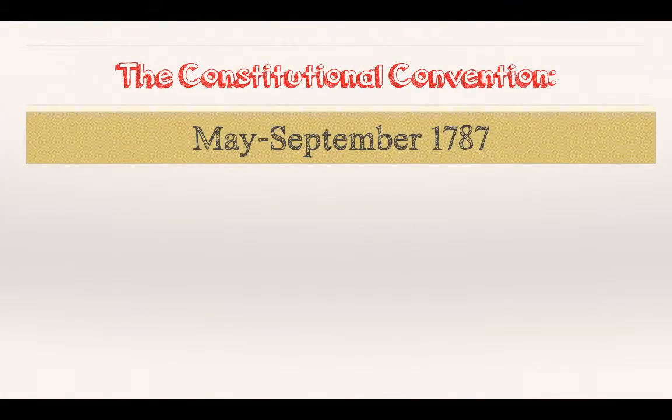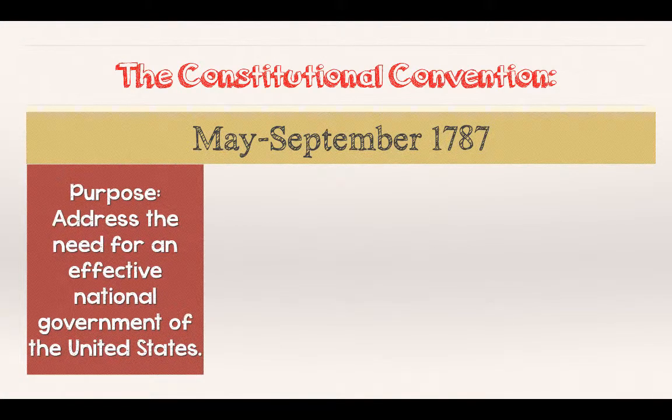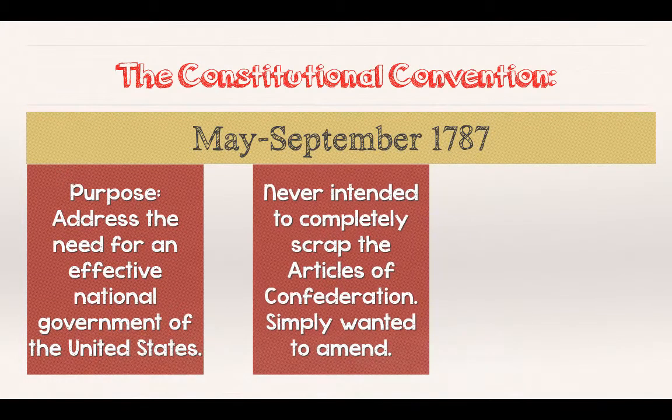From May 1787 to September 1787, we called a constitutional convention that met in Philadelphia, Pennsylvania. The purpose of the constitutional convention was to address the need for an effective national government in the United States. We wanted to amend the Articles of Confederation. When they started to work on it, they realized that they couldn't do that. There's no way we're going to be able to amend these. We're going to have to scrap these and write something new.